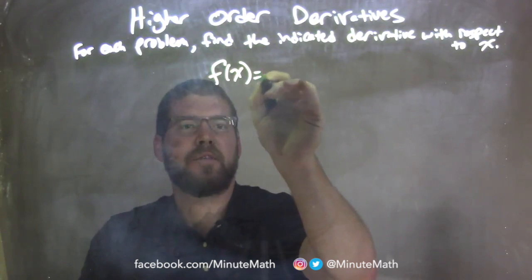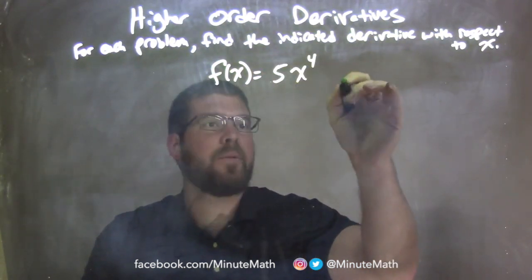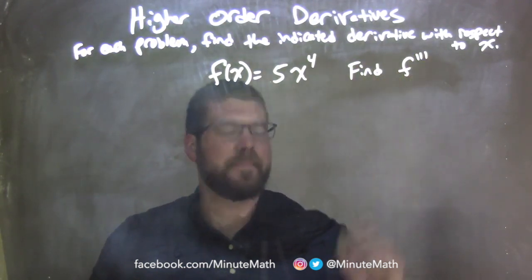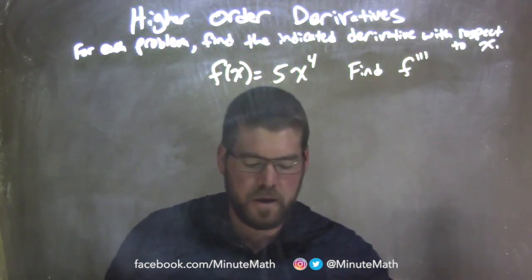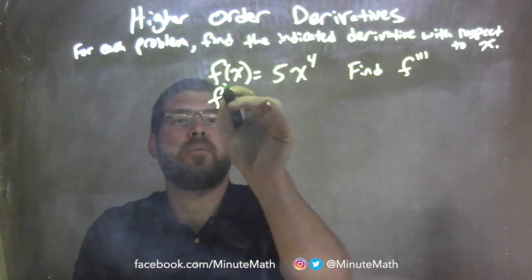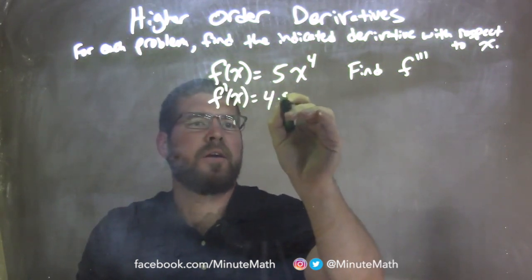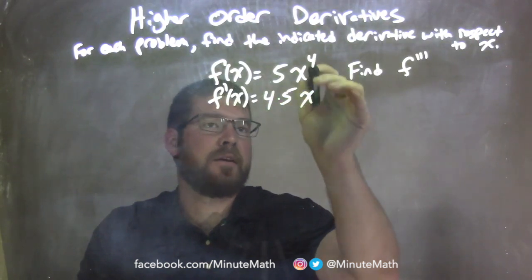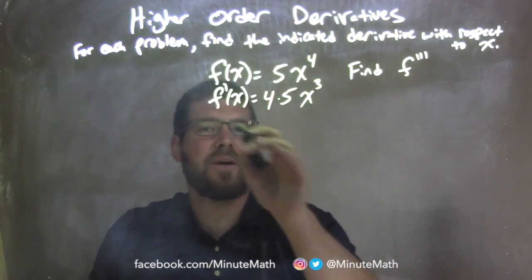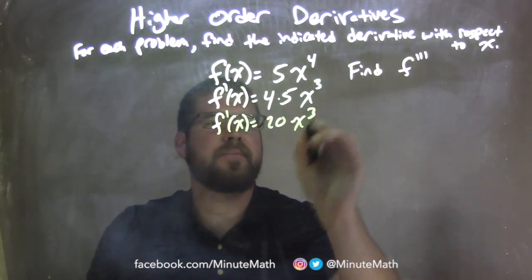f of x is equal to 5x to the fourth power, and we want to find f triple prime, the third derivative of f. Well, my first step here is I need to take the first derivative. So we have f prime of x. The power rule says the 4 comes out up front, times the 5x to the, subtract the exponent by 1, third power. 4 times 5 is 20, so f prime of x is 20x to the third.